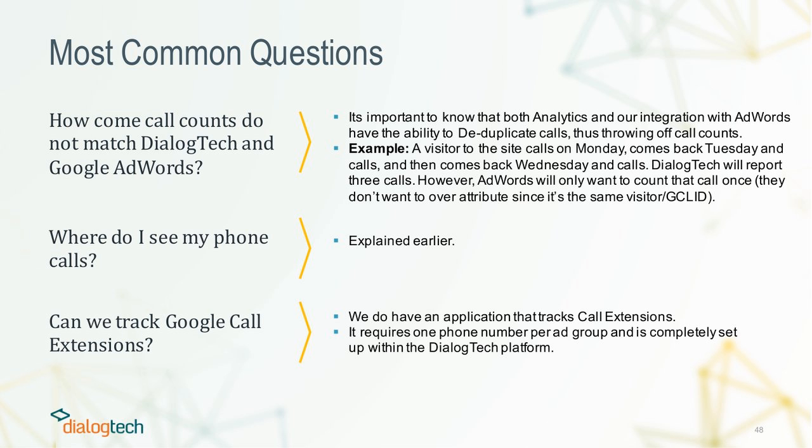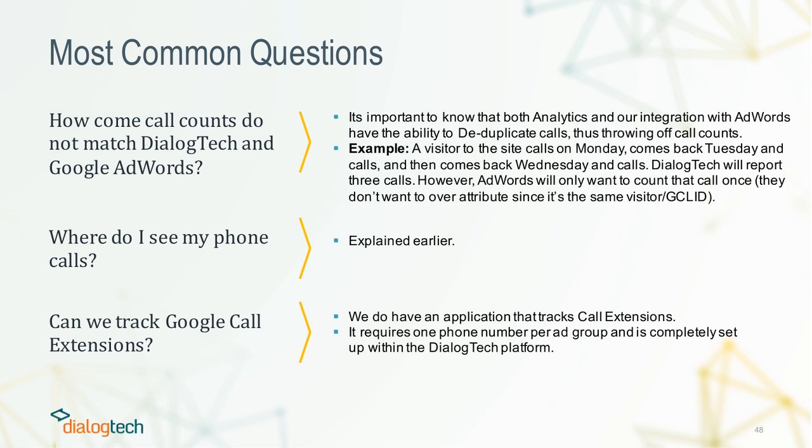So the most common questions that we get during onboarding and in terms of AdWords is, how come my call counts do not match DialogTech and Google AdWords? One of the important things here is if we are deduping our phone calls, obviously phone calls within DialogTech are not going to match in AdWords. So if the same person calls in 15 times, within DialogTech we will count those and display all 15 of those phone calls. AdWords, however, is only going to count that phone call once, so your call counts are going to get off. But it's nothing to be alarmed about because that is something seen every single day.